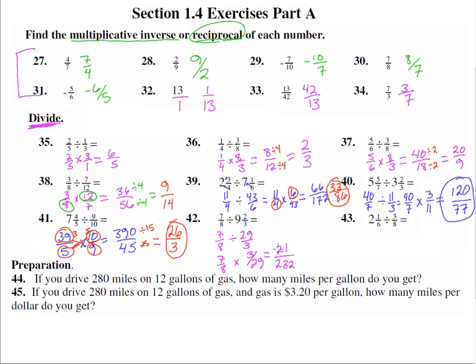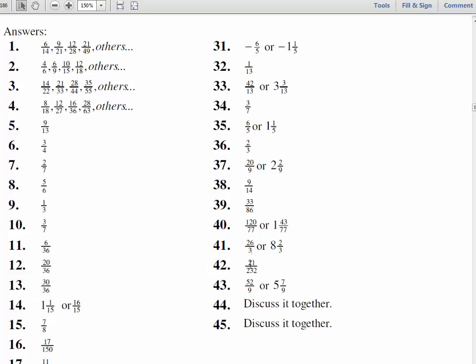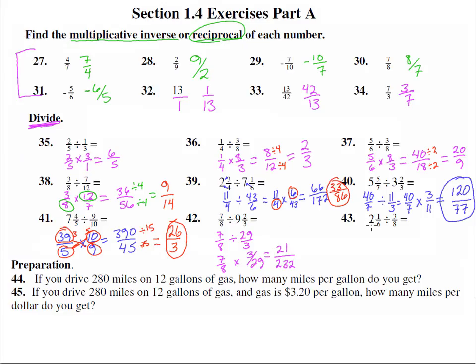Oh boy, does that simplify at all? Well, let's look and see if there's anything common over here. I can't see anything. 21 over 232, let's check our answer. Oh, there it is, right there. Good. And number 43. 2 1/6 divided by 3/8.